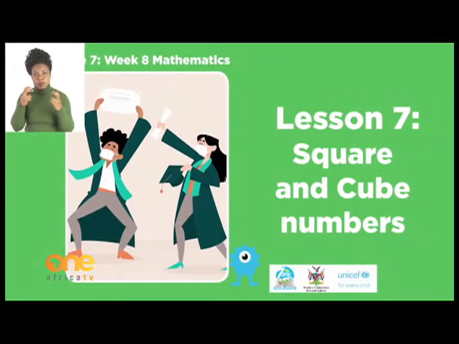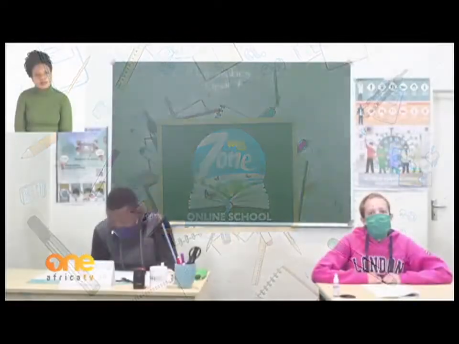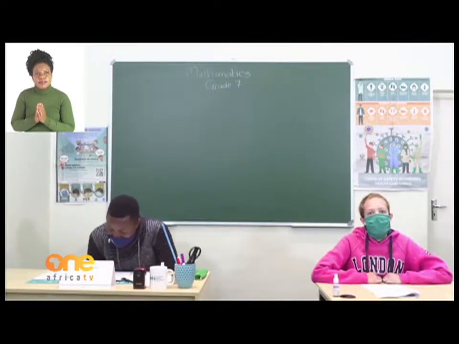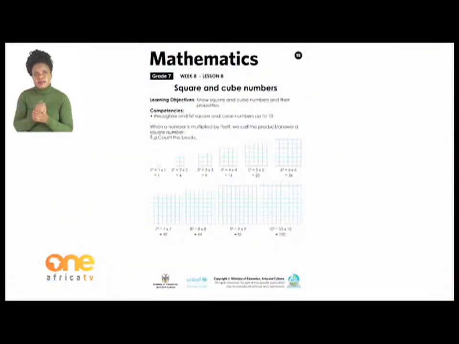Today's lesson is on square numbers and cube numbers. To start, let us go to page 15 on our booklet. That's where Mathematics Grade 7, Lesson 8 is, square numbers and cube numbers. So I have to read through. The learning objective is to know the square and cube numbers and their properties.